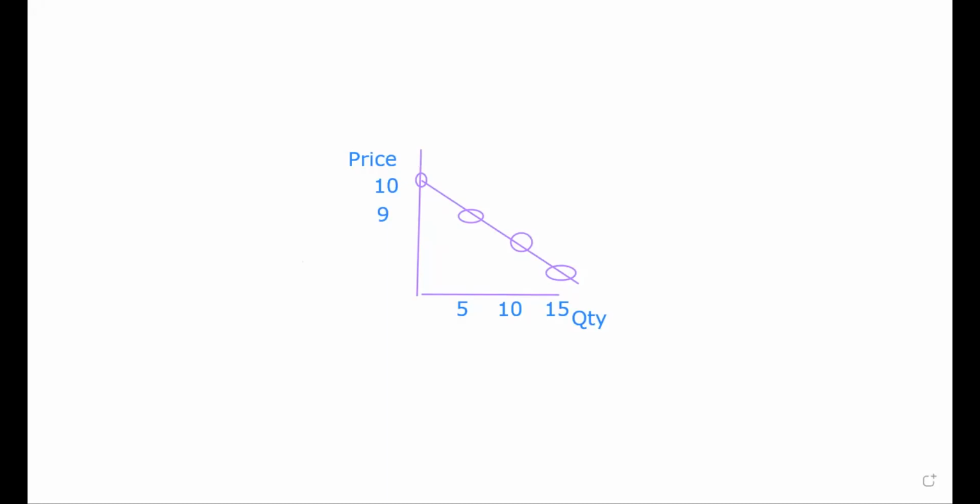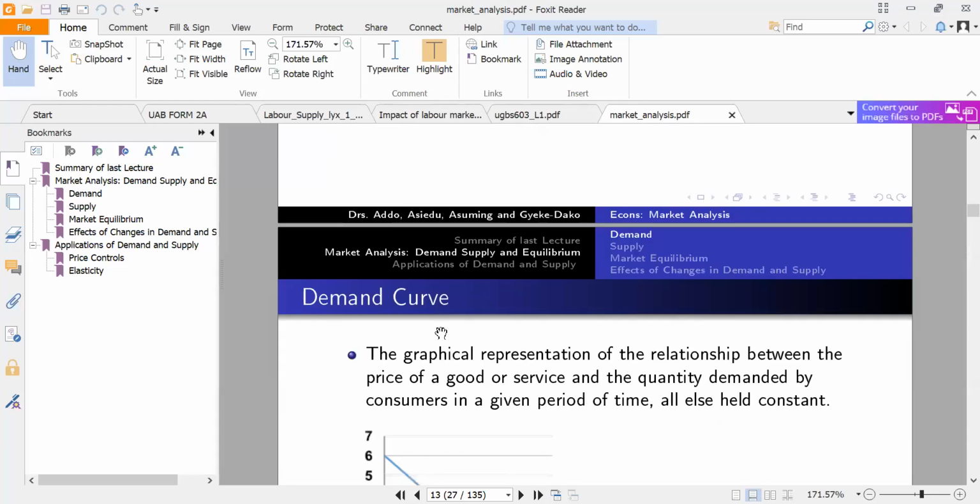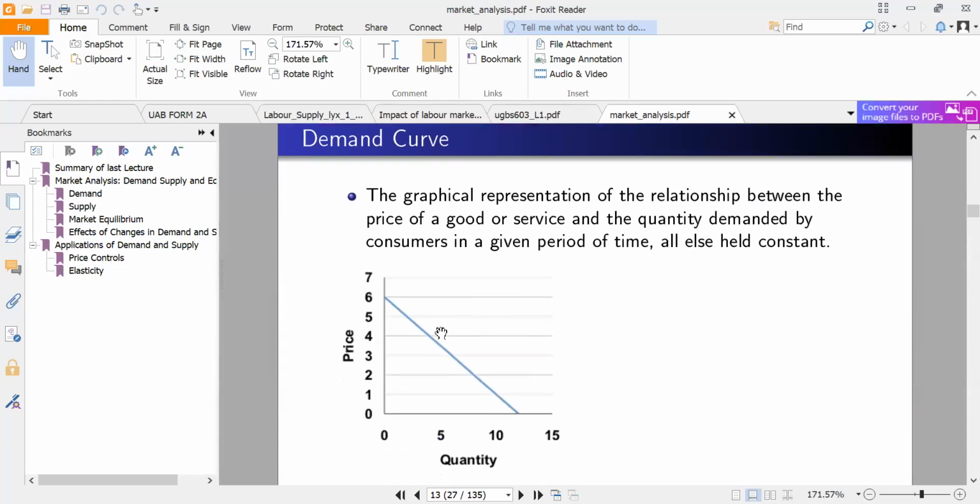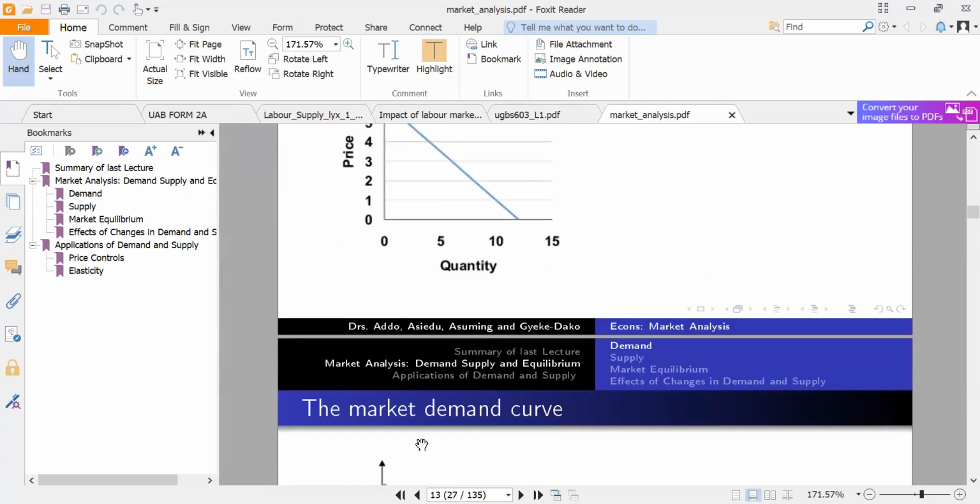I hope it's clear. So that is what we have here. This is an example, a graphical representation of the relationship between the price of a good or service and the quantity demanded by consumers in a given year. So there is an inverse relationship. The higher the price from 3 to 4, the lower the quantity. From 4 to 5, the lower the quantity. All right.